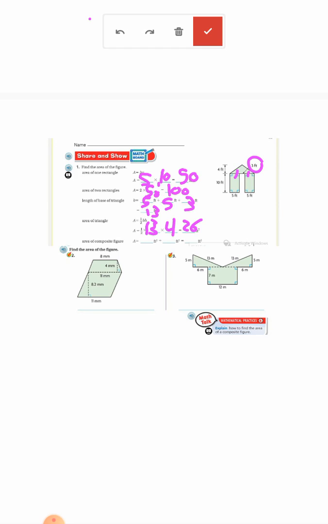Excellent. That's all? No, we have to find both the 2 rectangles and the triangle together. Finding the sum between them gives me 100 plus 26. It gives me 126. Thank you.